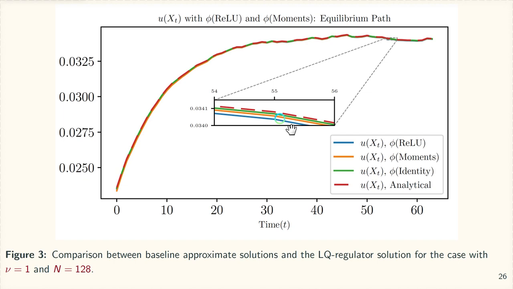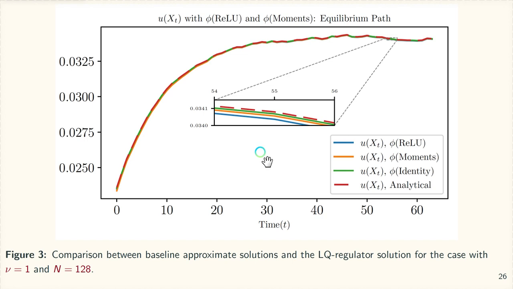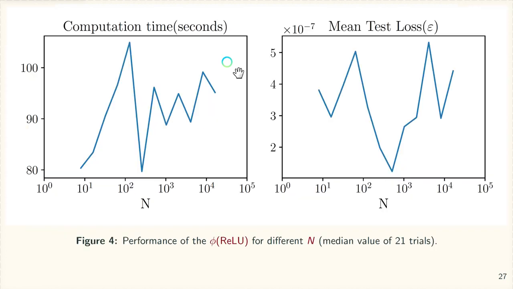So it's not just that the Euler residuals, as shown in this graph, are very small, it's that the practical consequences for objects of interest that we care about, such as the aggregate properties of the economy, is that we are getting exactly the same result as if we had the exact solution.